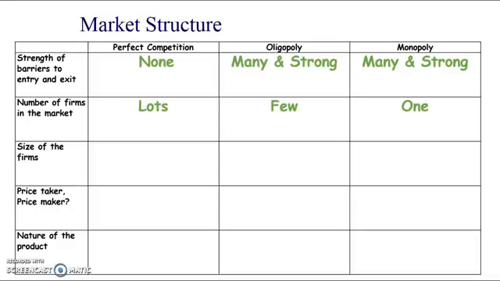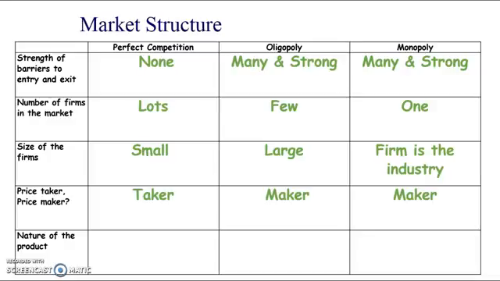The number of firms in the market is a bit more clear cut. Monopoly, 1. Perfect competition, loads. Whereas oligopoly, usually a few, but again you can have smaller producers as well. Size of the firm: small with perfect competition. With a monopoly, the firm is the industry, so they're large. And oligopoly, usually large, but you can have smaller producers as well. In perfect competition, they're a price taker, and in oligopoly and monopoly, they are price makers, because we see a downward sloping demand curve.